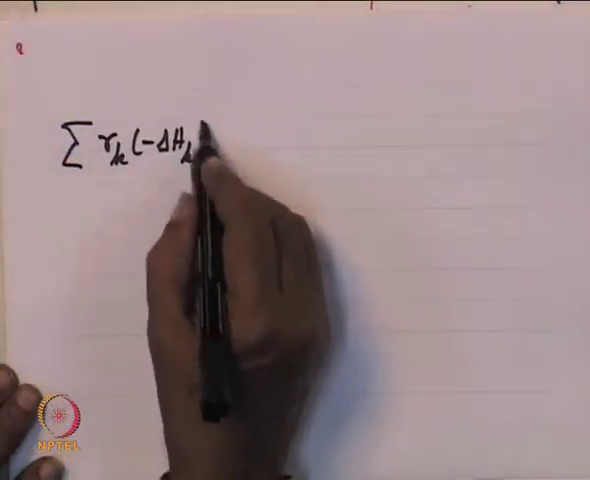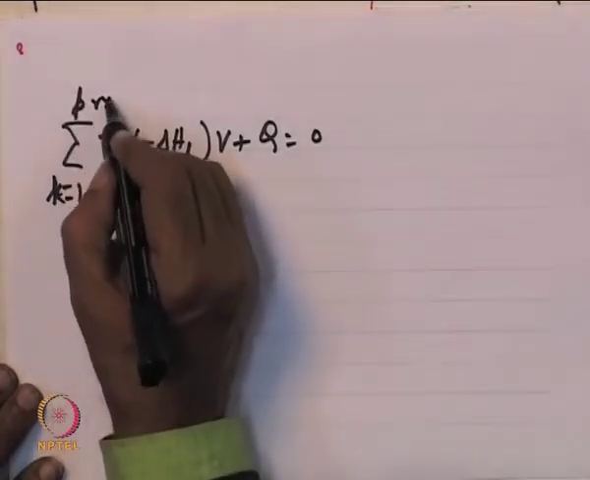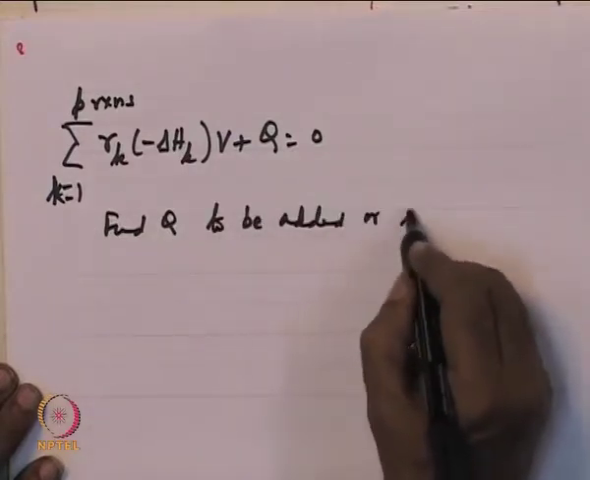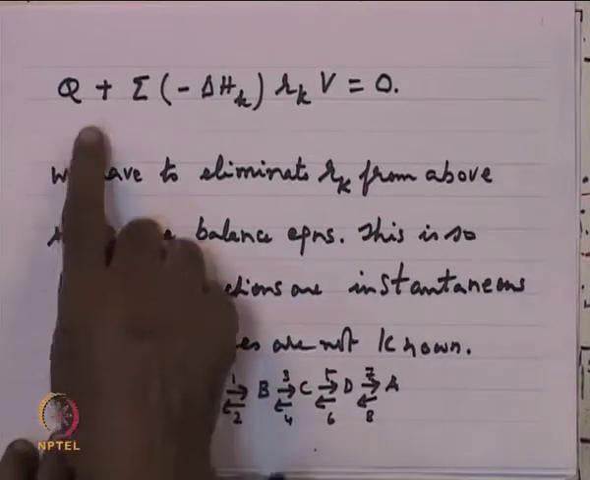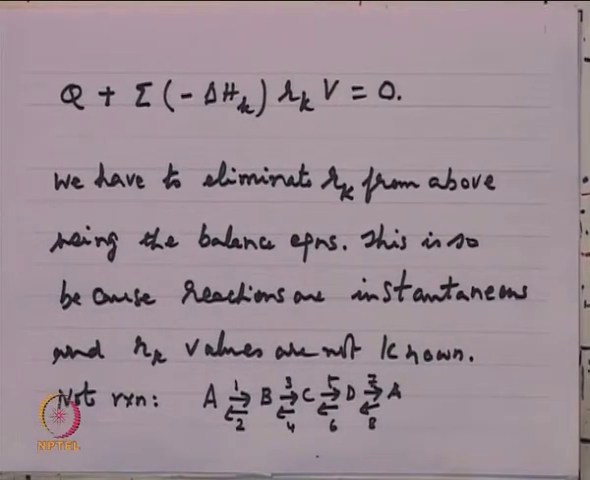Let us recognize here that we want to find out sigma Rk times (minus delta Hk) times V plus Q equal to 0, k equal to 1 to P reactions. Find Q to be added or removed, this is what you have to do. Now, we have been looking at instantaneous reactions and we want to calculate the value of Q which is coming from the energy balance, and based on the energy balance we said that Q plus sigma of (minus delta Hk) Rk V equal to 0. So, we have to calculate what is Q, and for that we must know what is Rk, so that we can substitute and find out the value of Q.